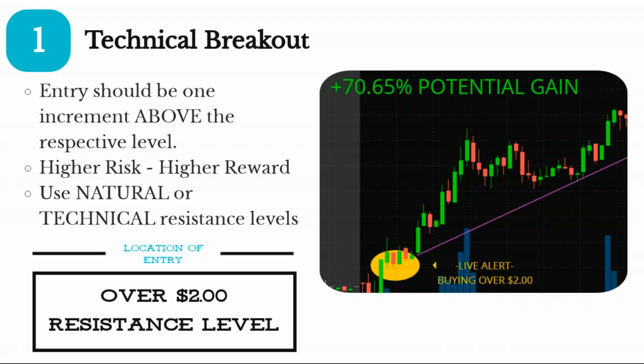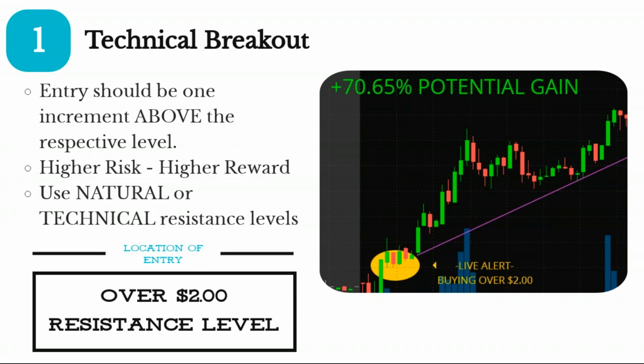Obviously, the higher reward ratio, the better. So if we use 2 to 1, 3 to 1, 4 to 1, the higher the reward to risk ratio, the better possibility of the upside, and the more confident you are in the trade.